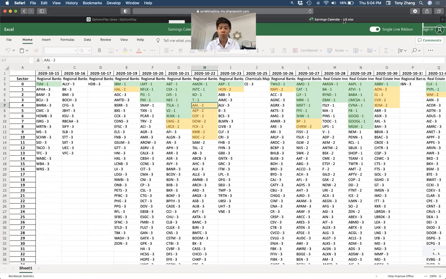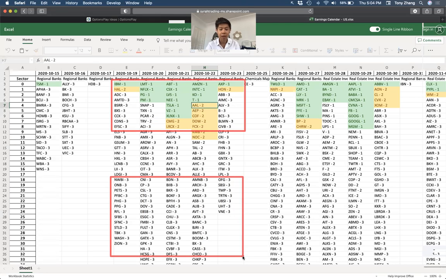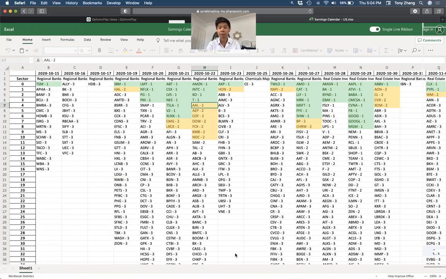So you know what's coming up, which ones are liquid, so that you can focus your research on these names, because these are the ones that you're going to be able to trade options on. If you don't focus your research on these, guess what? You might not be able to find an options trade to make off of that.